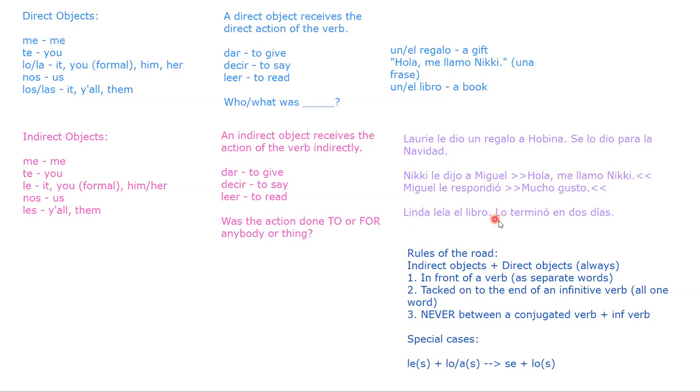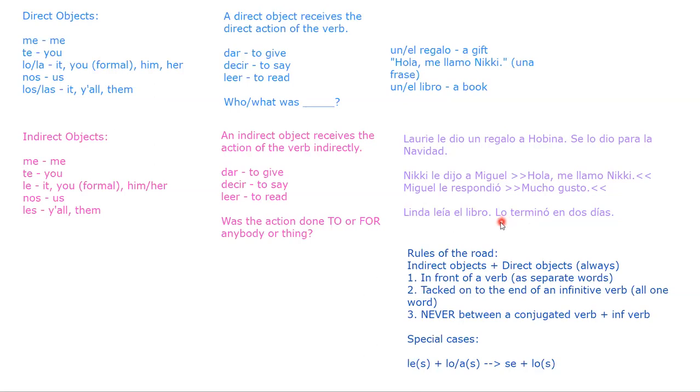If all you had was this second sentence and you didn't have the first part, you wouldn't know what was going on. "Lo terminó en 2 días." You would know it meant somebody, he or she or you formally, finished it in 2 days, but you wouldn't know who was finishing something because you don't have an explicit subject in the sentence, and you wouldn't know what it was.